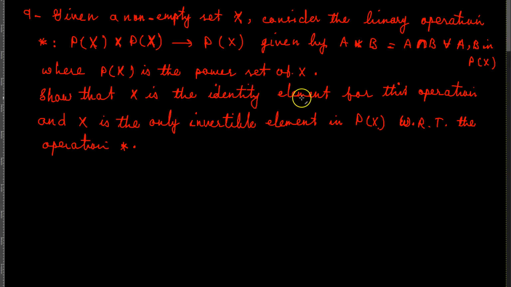Show that X is the identity element for this operation. So the first part is that you want to show that X is the identity element for this operation. I'll tell you what this means later once we are solving the problem. And X is the only invertible element in P of X with respect to the operation star. And I'll tell you what this means as well. So now let's start with an example.